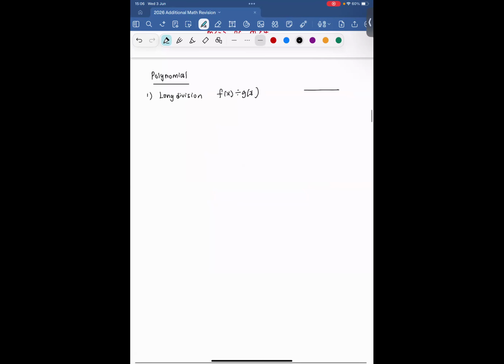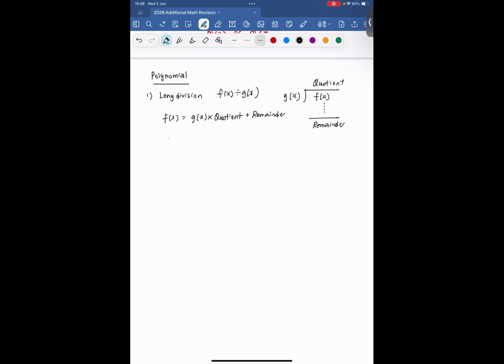So when I take f(x) divided by g(x), you will get the quotient. Then you do, that will be the remainder. So the whole relationship you need to know is that f(x) is always equal to g(x) times the quotient plus the remainder. Okay, this is the basis of the whole chapter.